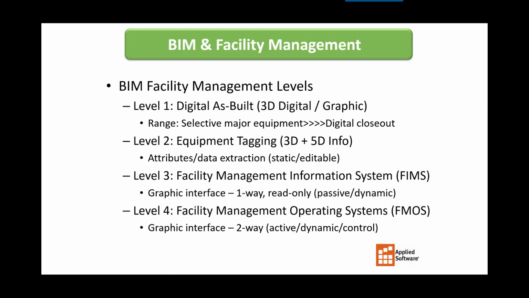This is done at different levels. We have 4 different levels of facility management. We have the as-builts, and these are what's digitally given to you. Next is tagging. In level 2, you have the ability to tag this equipment and require the general contractor to tag all of the information with QR codes. Each one of these are now brought into your Facility Management Information System, or FIMS, and that's at level 3. Next, the last level, level 4, gives you the ability to operate these systems in a two-way active environment using such applications as Building Ops.